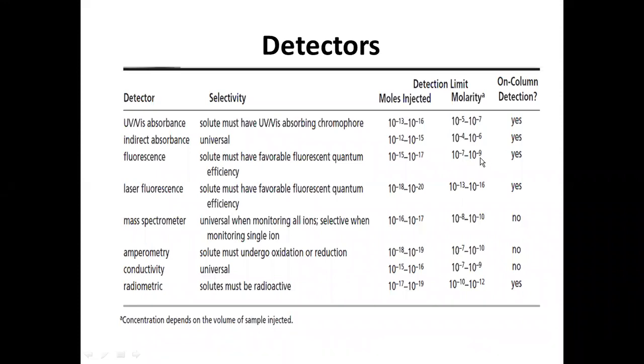Fluorescent detectors are highly sensitive compared to the UV visible absorption detector because they have a detection limit in the range from 10⁻⁷ to 10⁻⁹. So like this, all these varieties of detectors can be used. Some detectors such as UV absorption detectors, indirect absorption detectors, fluorescent detectors, laser detectors, and radiometric detectors can be directly hyphenated with the capillary electrophoretic instrument, whereas mass spectrometric, amperometric, and conductivity detectors cannot be used on column. Means they cannot be hyphenated with the capillary tube. We have to collect the effluent and then subject it to separate analysis while using mass spectrometric, amperometric, and conductivity detectors.